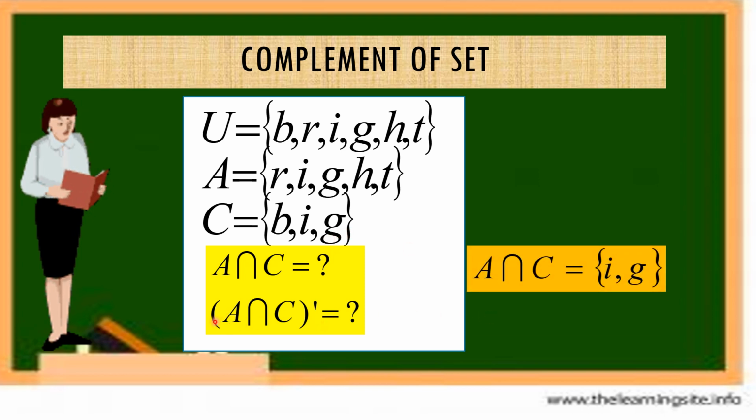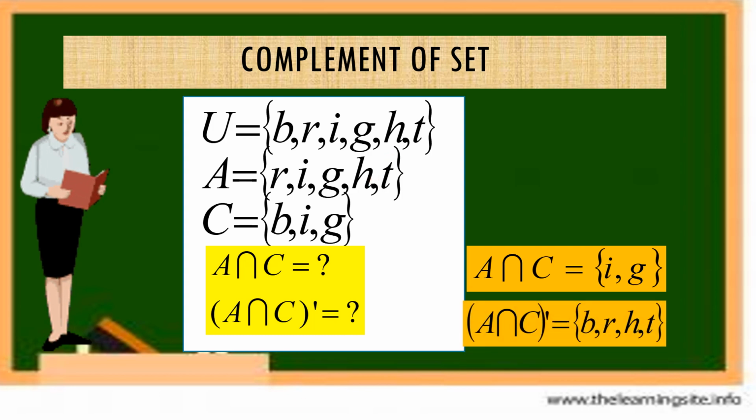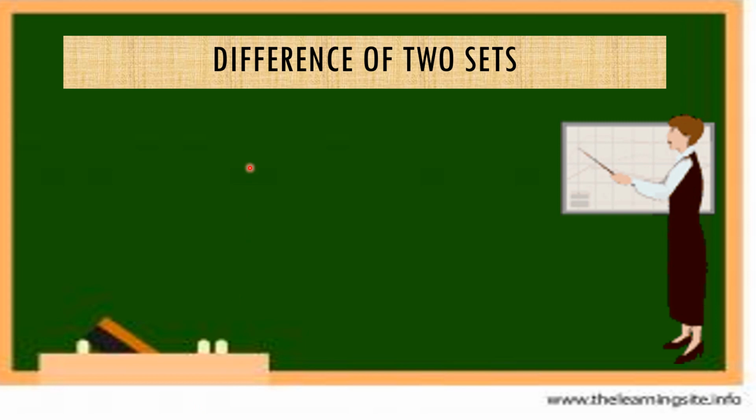Now we need to find the complement of A intersection C. What is in U that is not in A intersection C? That is I and G. That is in U. We have B, R, H, and T.